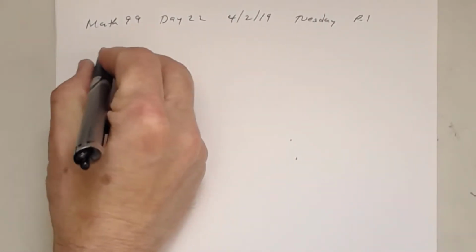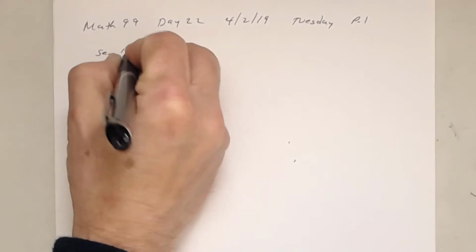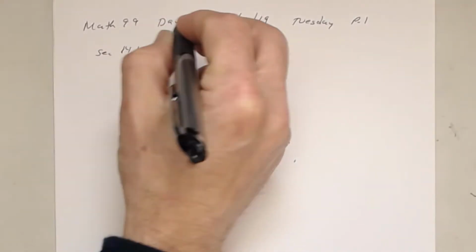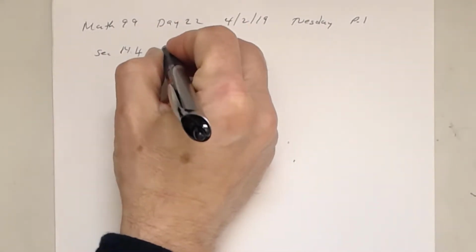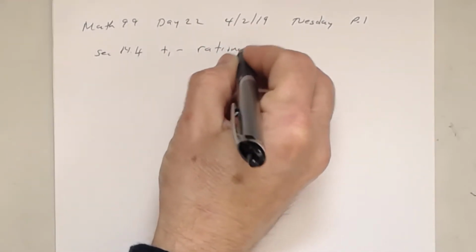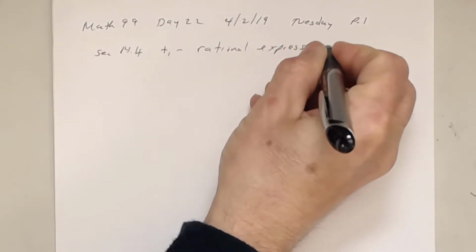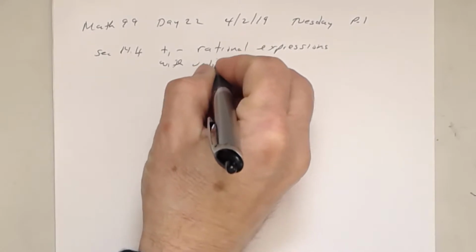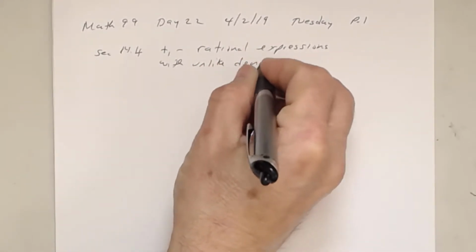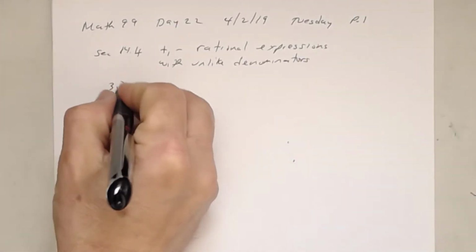So section 14.4, and that's where you're adding and subtracting rational expressions with unlike denominators. All right. Okay, so this is number 30.